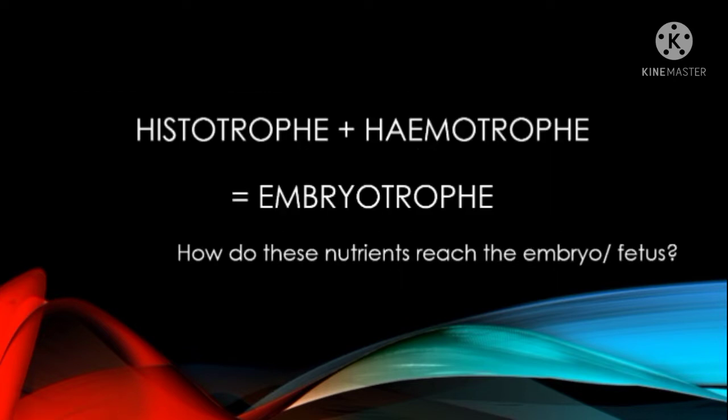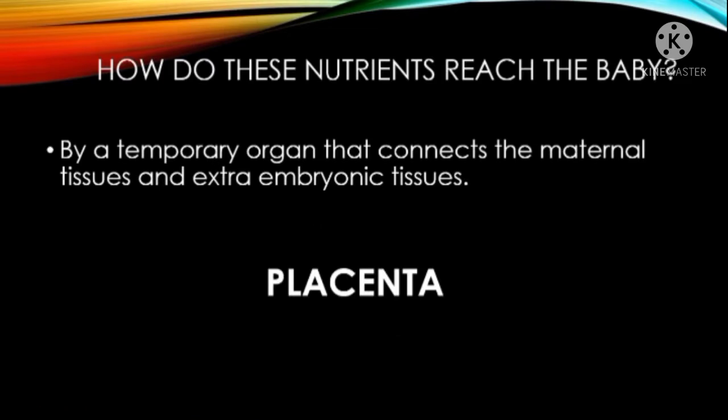Together, histotroph and hemotroph are what we call embryotroph. Now that we know this, how do these nutrients reach the embryo or the fetus? These nutrients reach the embryo or the fetus by a temporary organ that connects the maternal tissues and the extraembryonic tissues, and this is called the placenta.